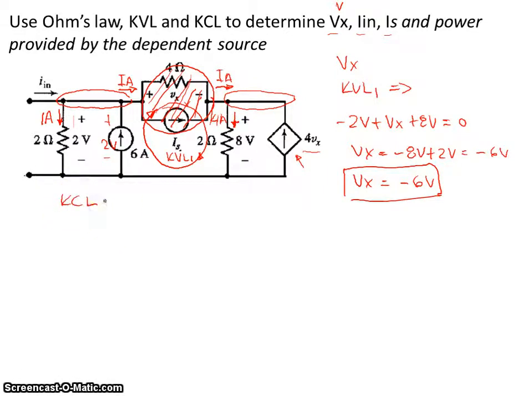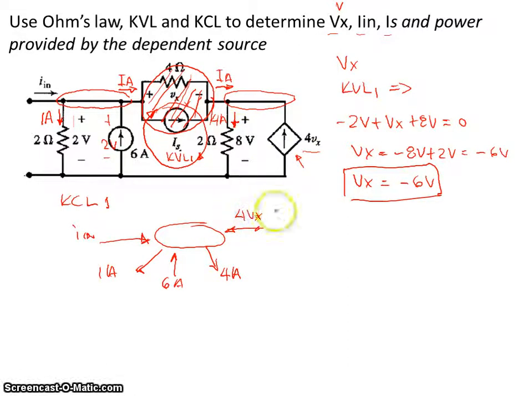Kirchhoff's current law 1 will be something like this. I sub in will go into this node, then we have a 1 amp going out, then we have the other current 6 amps going in. Now we have this current over here that is 8 divided by 2, 4 amps going out, and then we have this current in this direction for V sub x.